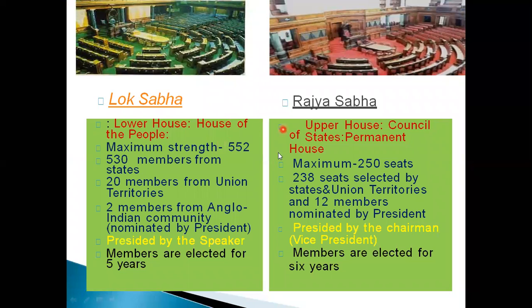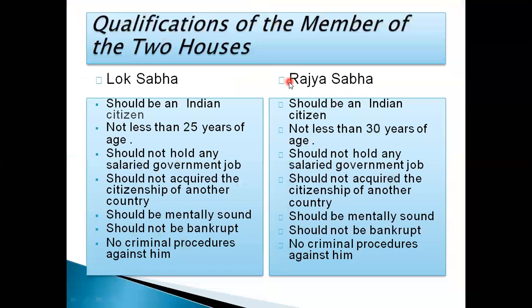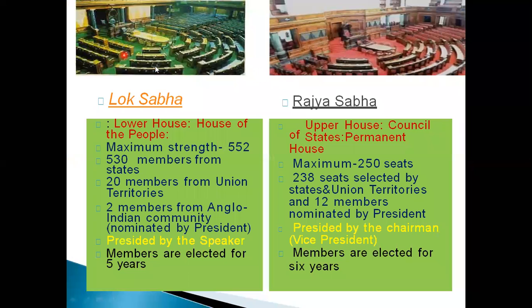What is the difference between Lok Sabha and Rajya Sabha? This one is the Lok Sabha, this one is the Rajya Sabha. The Lok Sabha is the lower house, Rajya Sabha is the upper house. Lok Sabha is the temporary house, Rajya Sabha is the permanent house. The Lok Sabha is also known as the House of the People. The Rajya Sabha is also known as the House of Elders. Who is the head of Lok Sabha? The Speaker. Who is the head of Rajya Sabha? The Vice President. That is the difference between Lok Sabha and Rajya Sabha.